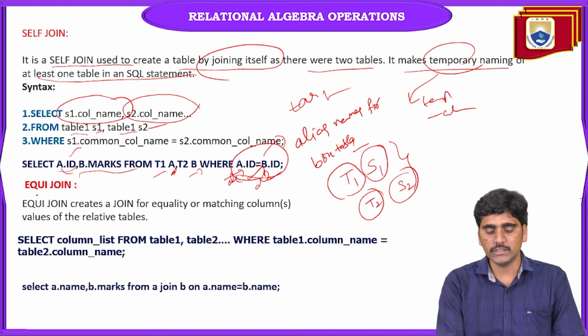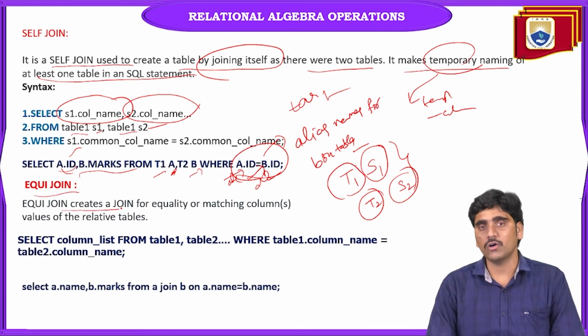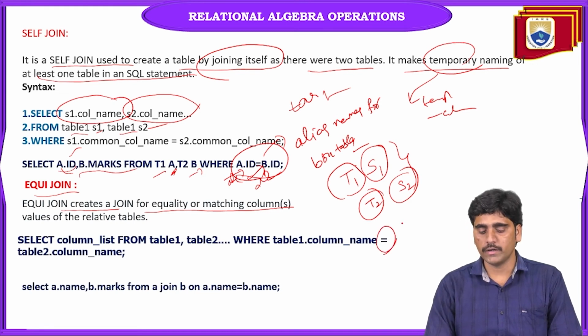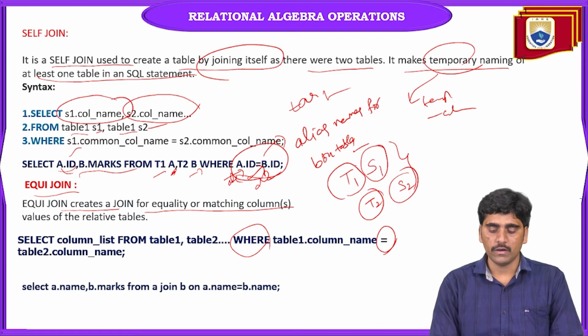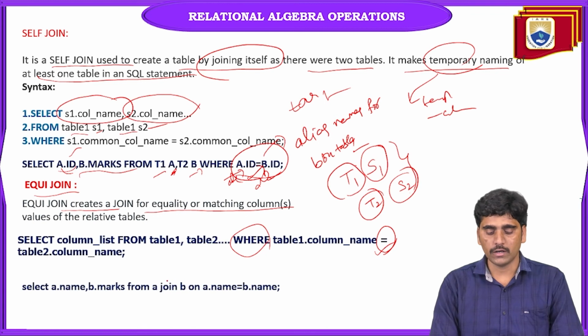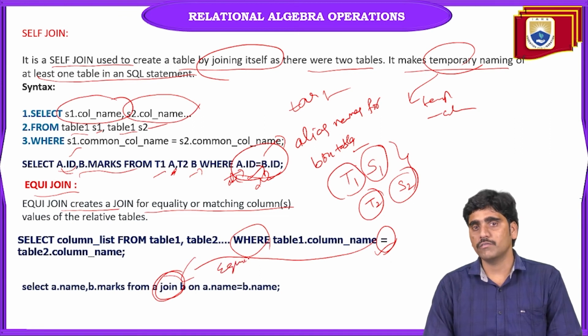And next is equi join, the last one. An equi join creates a join for equality of matching columns. That means you have to retrieve the values based on the equal operator as well as with the where condition. You definitely have to use the equal operator and a join condition, so that it becomes an equi join.